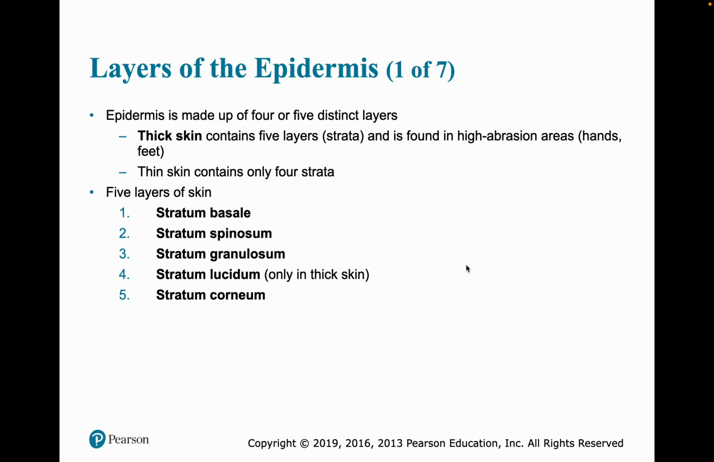Epidermis is made up of either 4 or 5 layers of these stratified squamous epithelium, the keratinocytes. Almost everywhere it is 4 layers, but thick skin, which we find in our high abrasion areas like our hands and feet, does have a 5th layer just before you get to the top. So the 5 possible layers are stratum basale, stratum spinosum, stratum granulosum, stratum lucidum, and stratum corneum. And it is the stratum lucidum that is only found in thick skin.